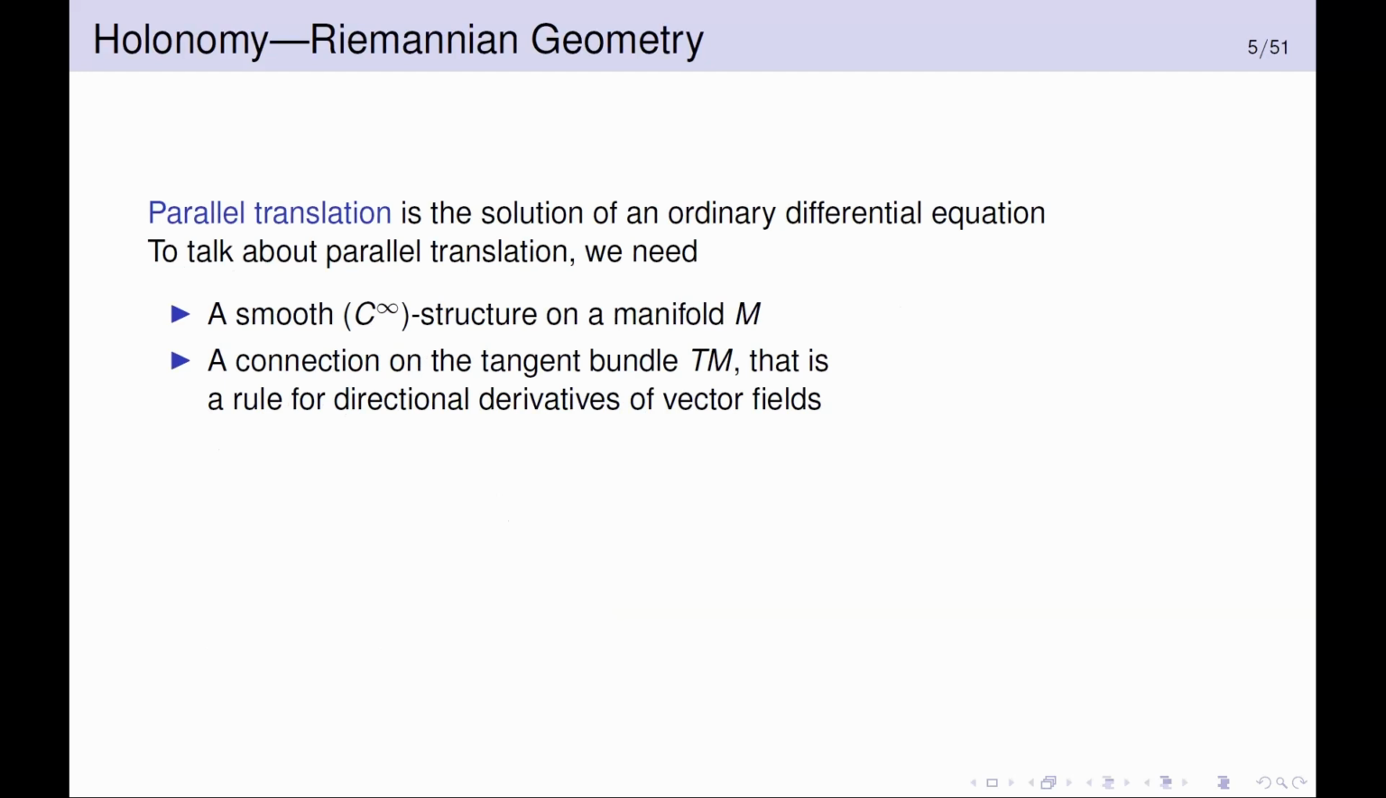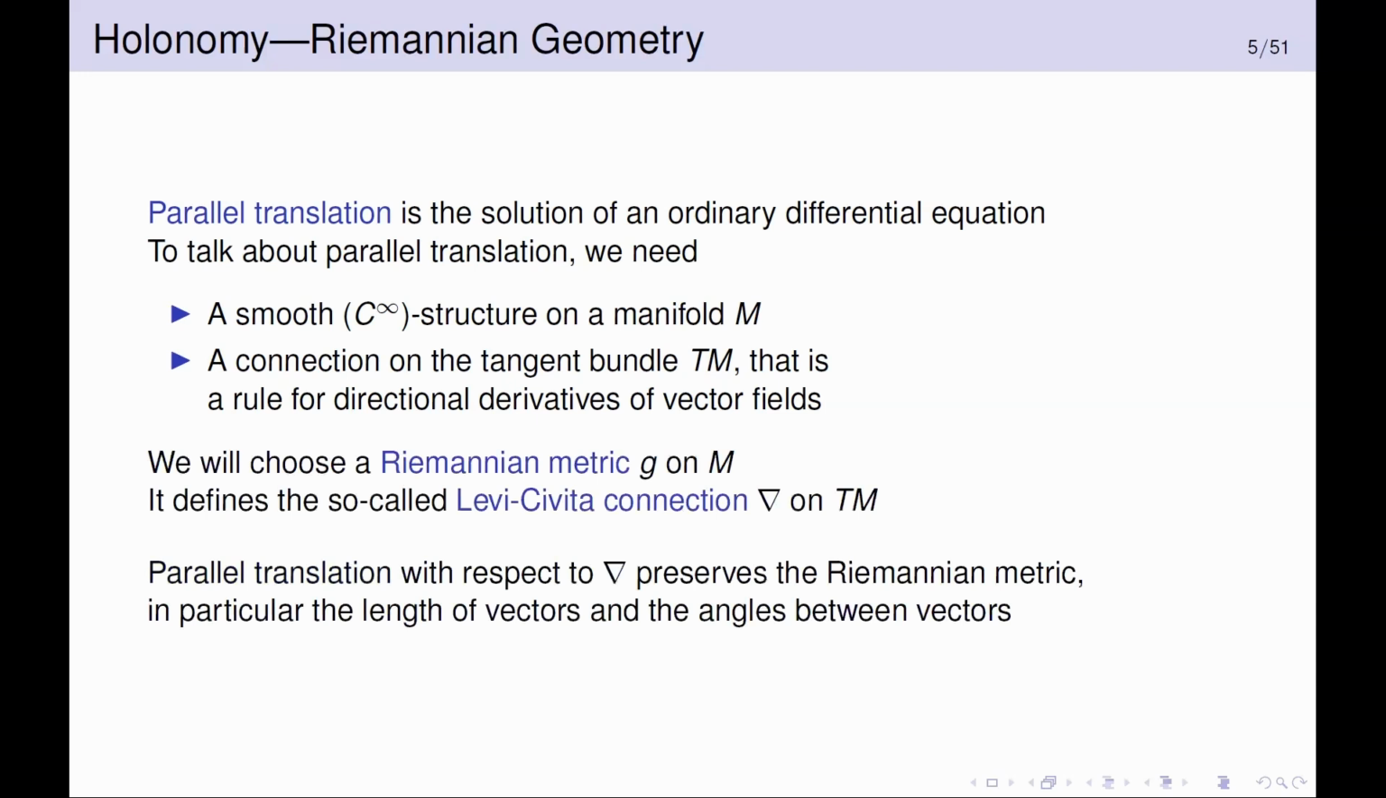And then I need to specify how I want to differentiate. So I need a connection on the tangent bundle. In R^n, it's clear how to differentiate. On manifolds, unfortunately not. But if we pick a Riemannian metric, it will define for us the so-called Levi-Civita connection. Riemannian metric, as you probably heard, just means that on every tangent space of the manifold I have a scalar product, so we can talk about length of vectors and angles between vectors. And the Levi-Civita connection preserves all this. So if I parallel translate with respect to the Levi-Civita connection, then angles and lengths of vectors are preserved.